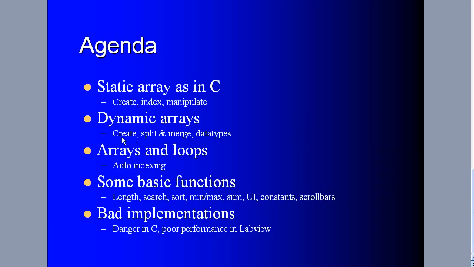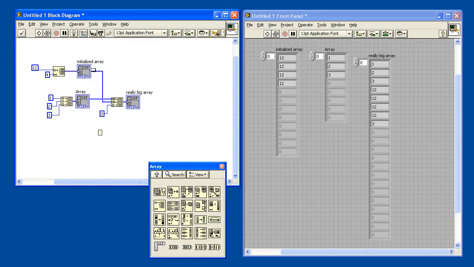So that was how to create an array, and now we'll have a look at how to split and merge arrays. Of course, I just did the merge, but now let's have a look at the split function. Going back to my diagram, here I have my really big array, which is filled with only 10 numbers, so it's not really that big. But again, I can use the array palette to do all kinds of stuff. For example, I can take an array subset.